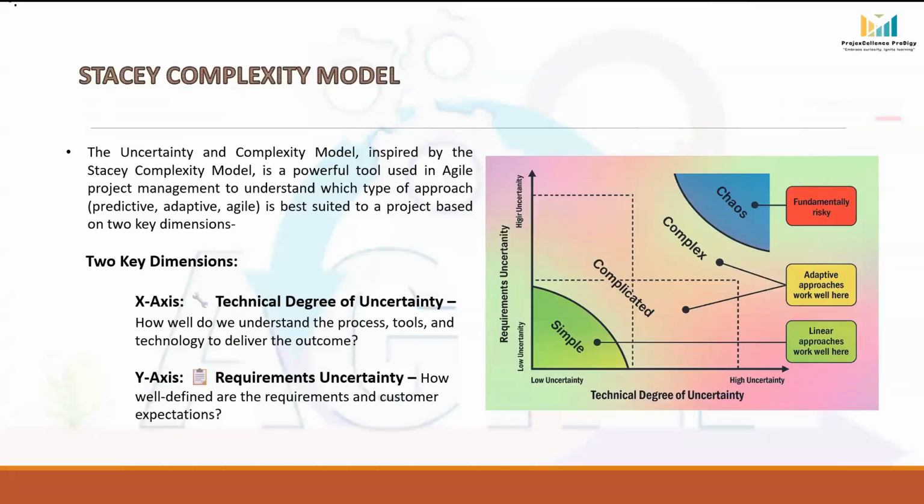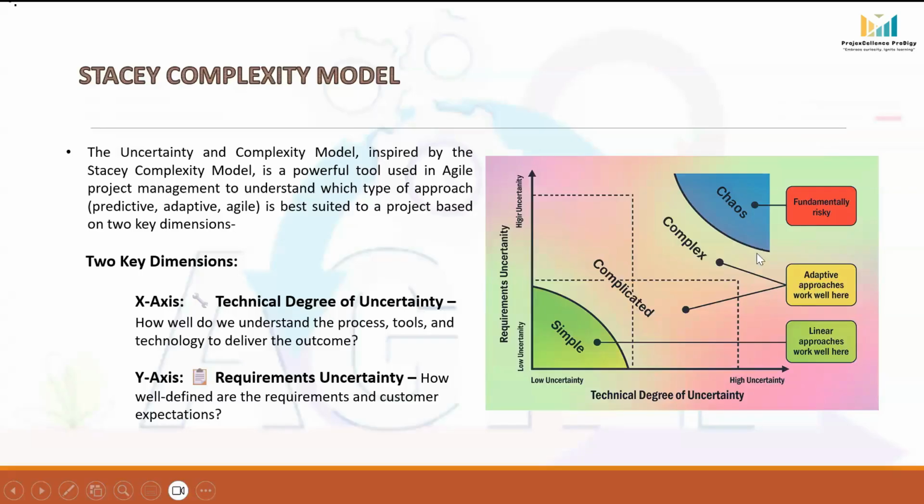Stacey Complexity Model. Project work exists on a spectrum. At one end, you have clearly defined and predictable tasks, and at the other, you face high levels of change, complexity, and unknowns. Choosing the right life cycle, predictive, hybrid, or agile, depends largely on how much is known about what needs to be done, meaning the requirements, and how to do it, the technical approach.